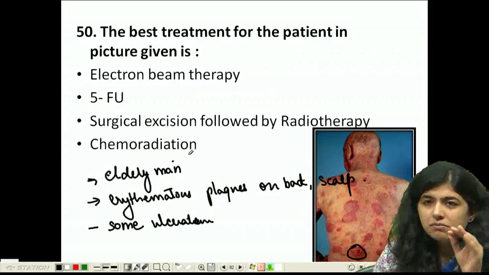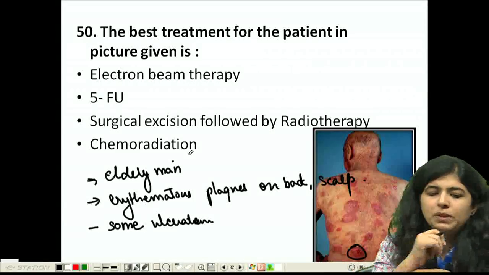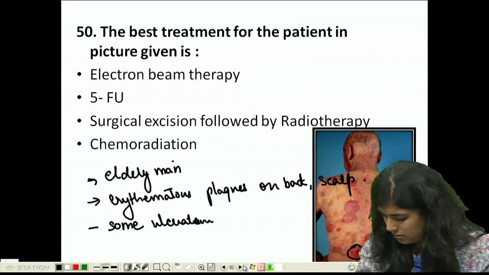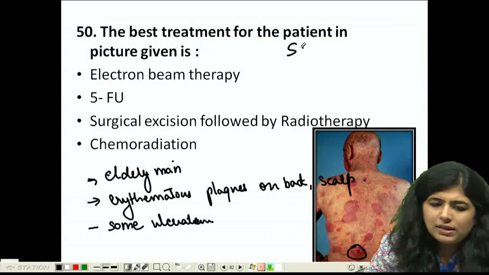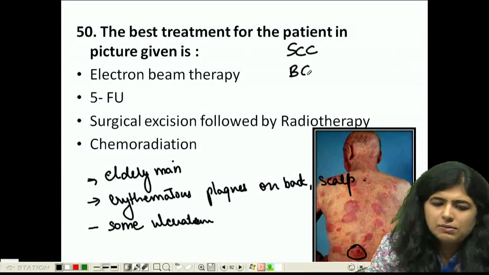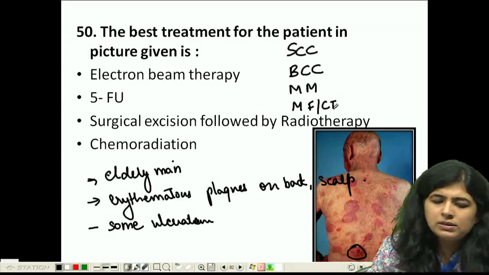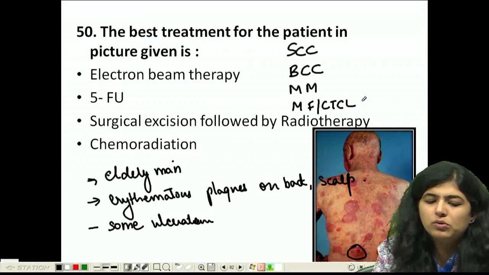Image may not be clear, but the options give you a hint that it is a skin tumor. Now, coming to the skin tumor, what are the skin tumors that you know about? We know that there is something which is SCC, something which is BCC, then a malignant melanoma, then mycosis fungoides or CTCL. These are the main skin tumors that I know about.